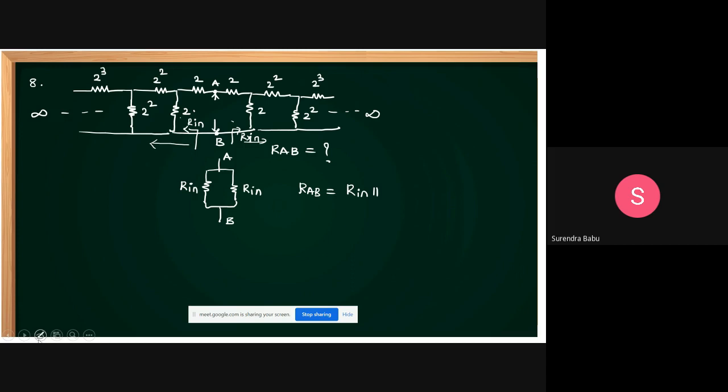Rin or Rx, anything you assume. If you take this as Rx, the abbreviation is your own. This is Rx, this is Rx. This is Rx in parallel with Rx, which means Rx by 2. That means now your work is to find Rx. You want to find Rx. Okay, try that.